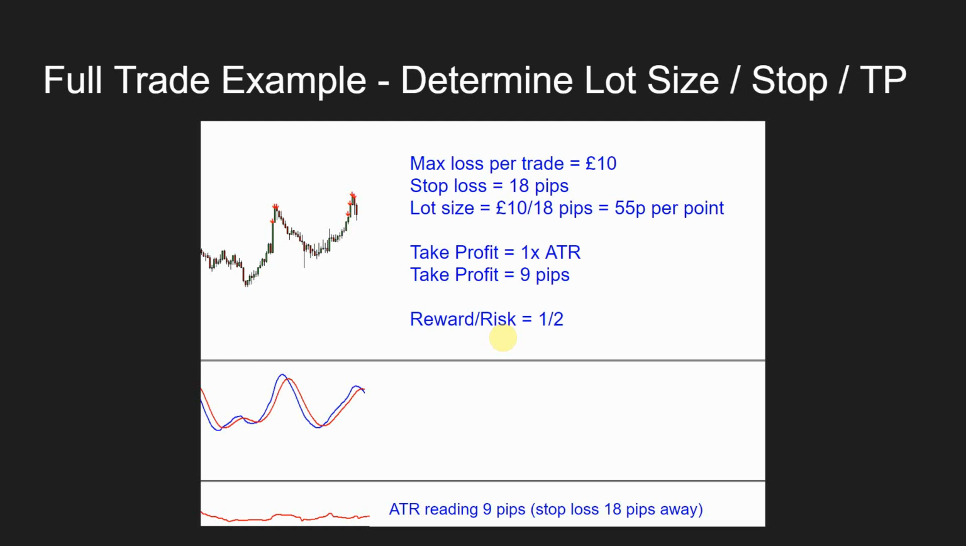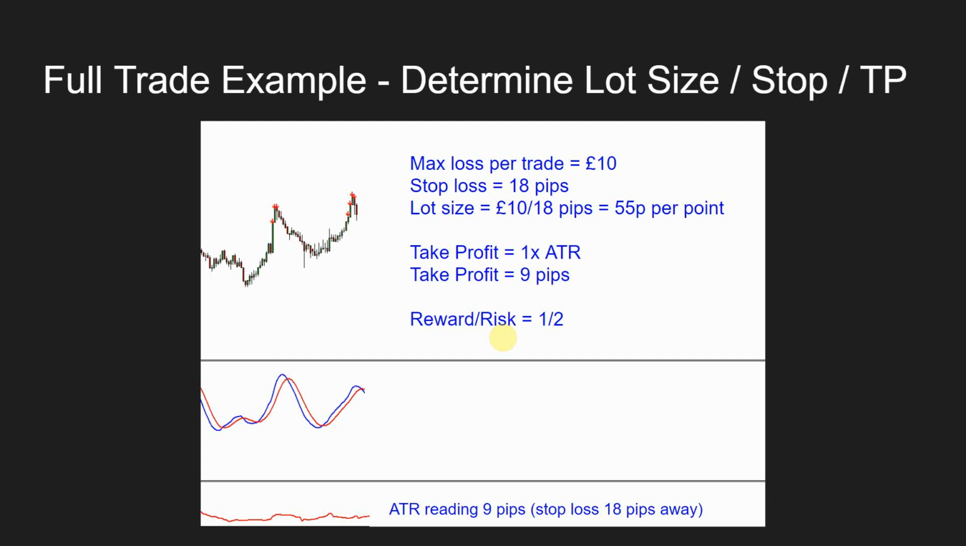Again, to determine our lot size, we have to understand what is the maximum loss we're willing to take per trade. So using the example in the previous section of this course, we're going to stick with £10. We know from the ATR that the stop loss is going to be 18 pips away. So therefore, £10 divided by 18 pips gives us 55p per pip, which is what we need to set the lot size to when we input that into the terminal.